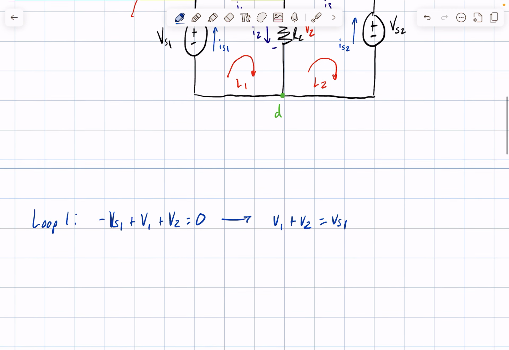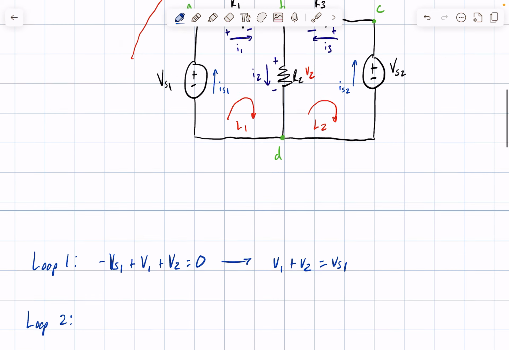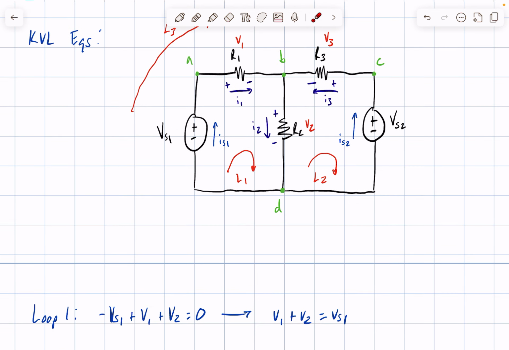Same principle applies for loop 2. We'll start at VS2, and same thing, we're hitting a negative voltage potential first, so we'll say negative VS2 plus V3 plus V2.